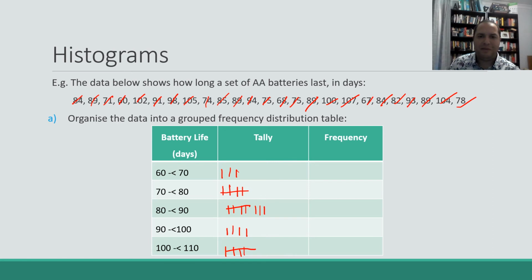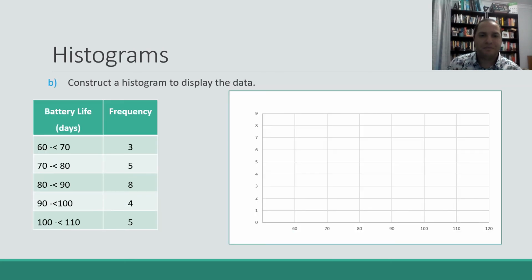So in our frequency, we can just add those up. We had 3 between 60 and 70, 5 between 70 and 80, 8 between 80 and 90, 4 between 90 and 100, and 5 between 100 and 110. And that's how we create our frequency distribution table, just counting up our scores and tallying them up into those different bins or column widths.